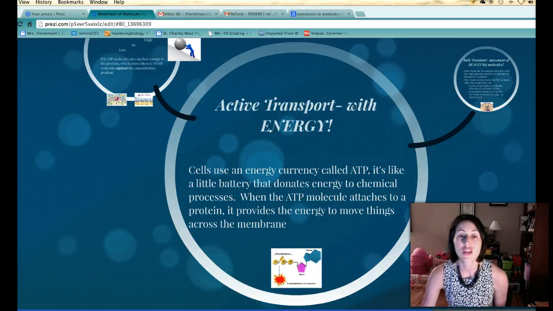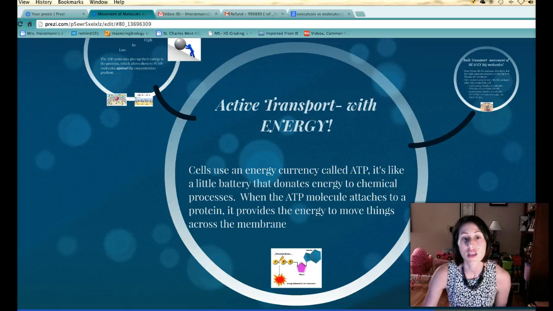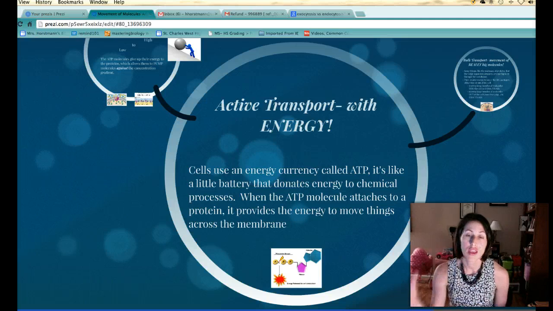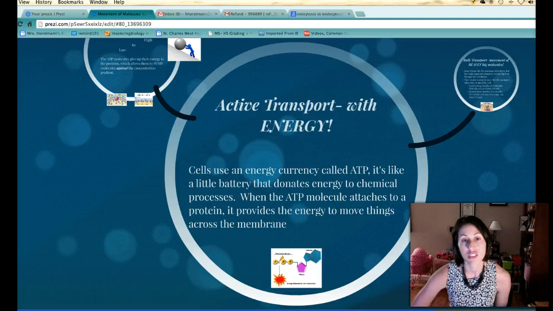So let's take a second to talk about how our cells use energy. Cells use an energy currency called ATP, adenosine triphosphate, and this molecule is like a little battery. That little battery is going to donate energy to chemical processes, and then it's going to go back and recharge, and be available for more energy for that cell. It's just going to keep doing that cyclical kind of thing. So when the ATP molecule attaches to a protein, it's going to provide the energy to move things across the membrane that the cell needs.